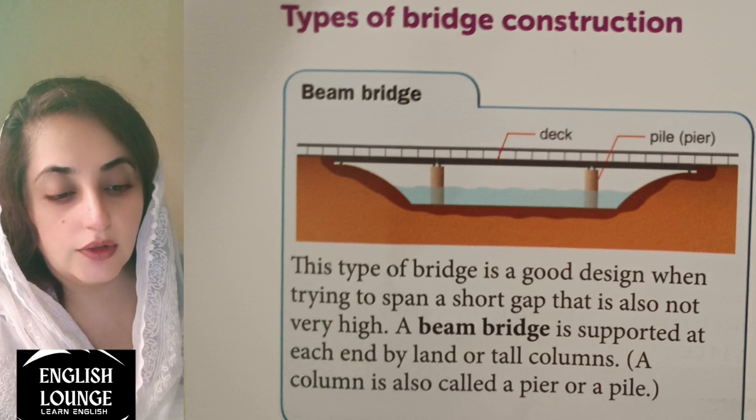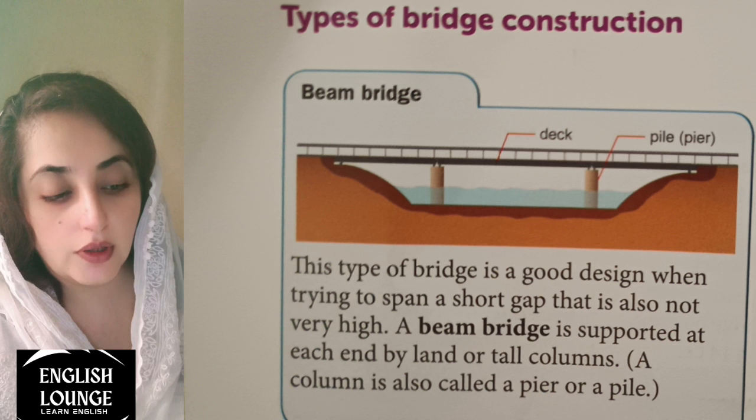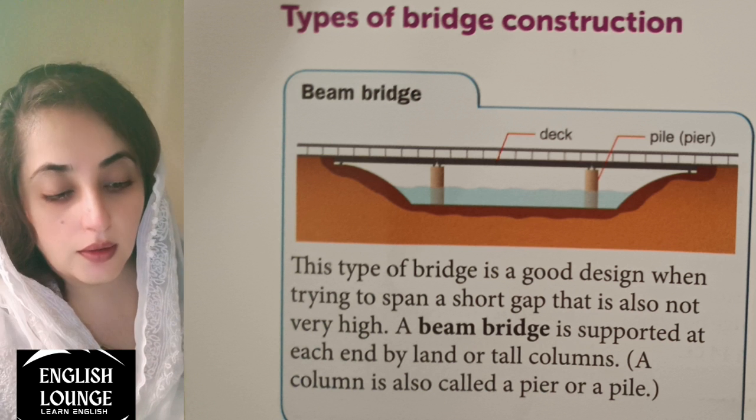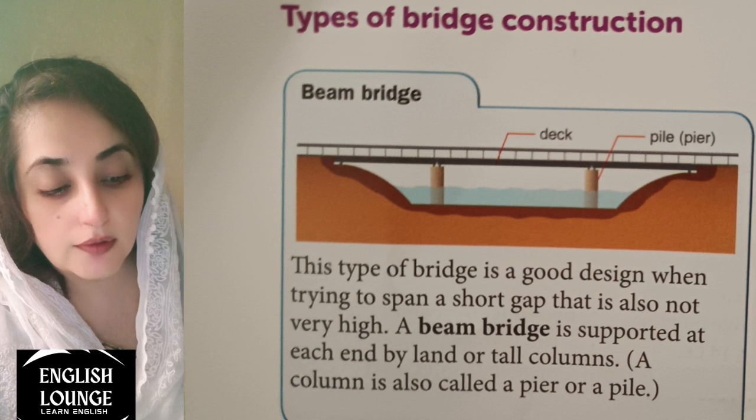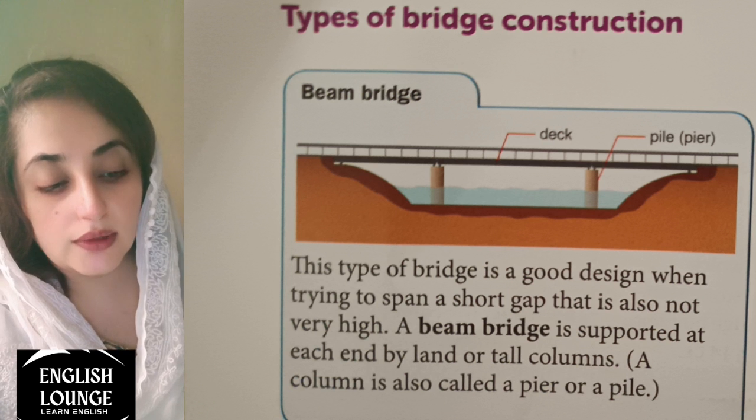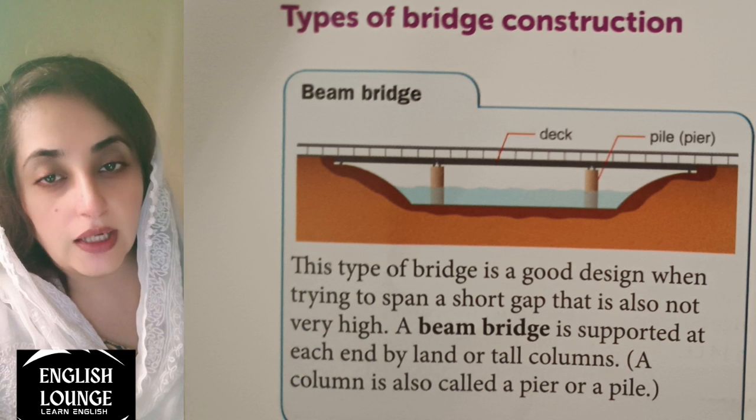Types of bridge construction. Beam bridge. This type of bridge is a good design when trying to span a short gap that is also not very high. A beam bridge is supported at each end by land or tall columns. A column is also called a pier or a pile.